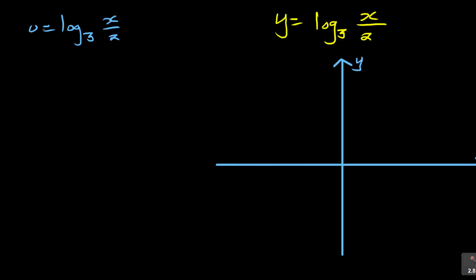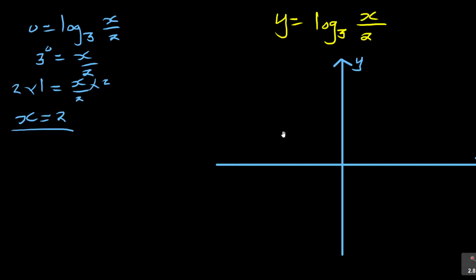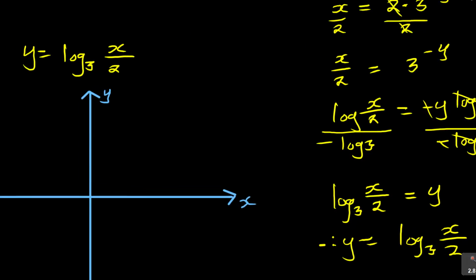Then 3 to the power of 0 is equal to x over 2. What is 3 to the power of 0? It's 1, so 1 is equal to x over 2. Then you multiply by 2 on both sides. There it is, x is equal to what? X is equal to 2, which makes sense, because if you put the number 2 here, 2 over 2 is 1. Log of 1 in any base is 0. So that is that part.